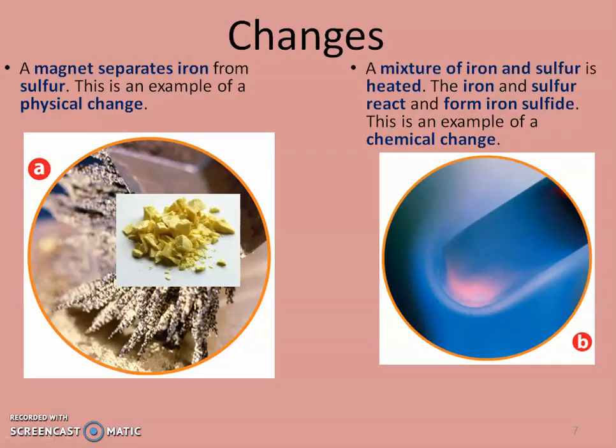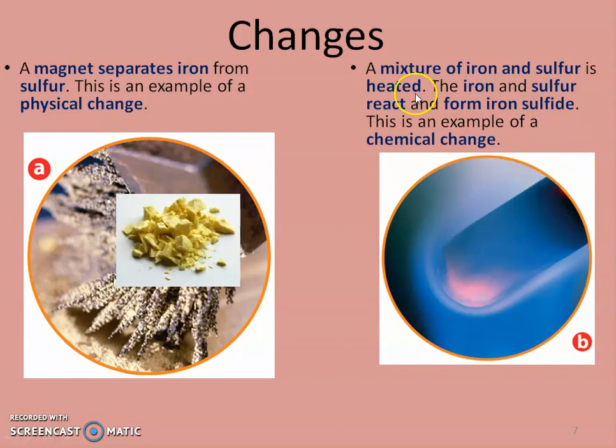So if we take this example, we have a magnet that's going to separate the iron from sulfur. That's just a physical change because we're taking away the iron from the sulfur mixture, let's say, using a magnet. So we didn't change the iron, it still stayed iron, it's just now attracted to the magnet and is taken away from the sulfur.